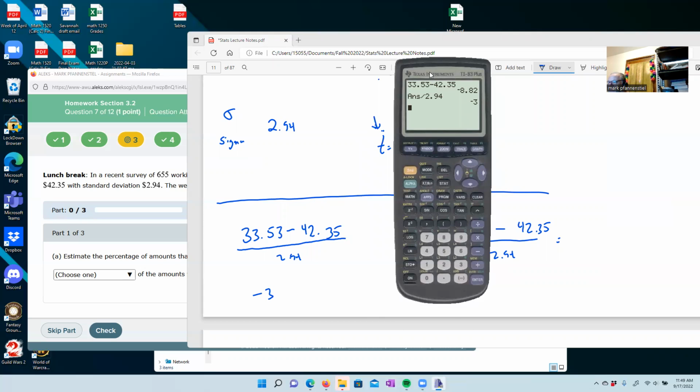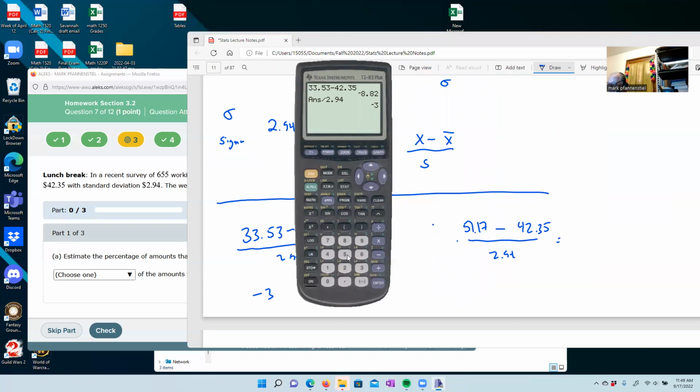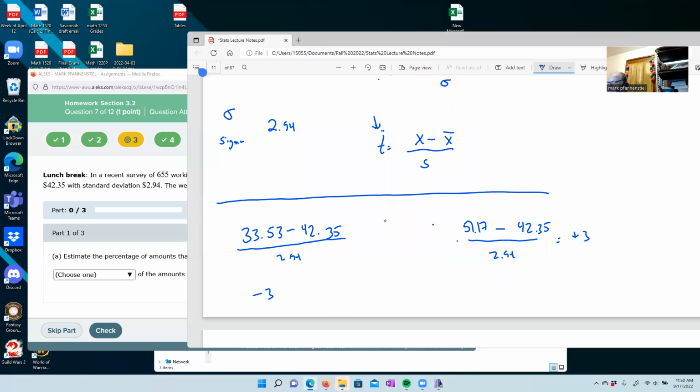So we'll go ahead and check the other side. I'm going to guess it's going to be positive 3. It doesn't have to be, but that is generally what they do to you in this part of the chapter, they keep them symmetric. So $51.17 minus $42.35, divided by $2.94. We got a positive 3. Go figure.